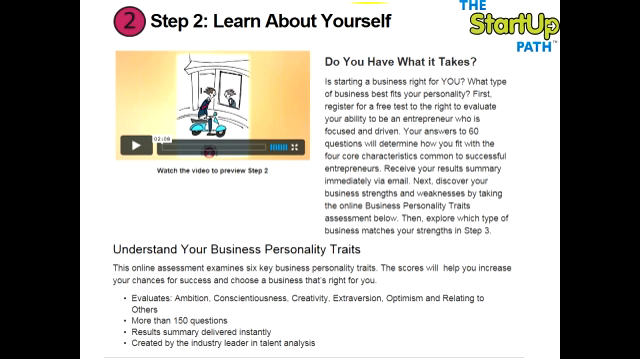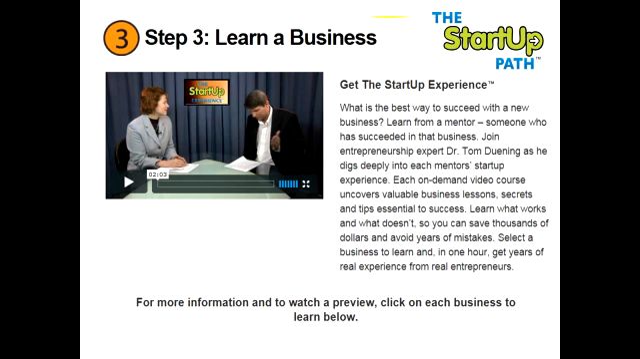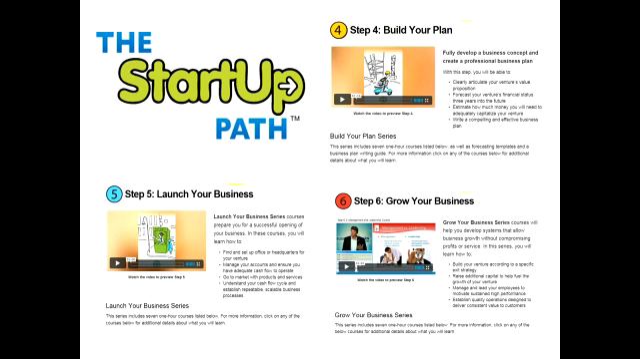Step 2 provides you with assessment tools to help you find the right fit between who you are and the wide variety of businesses that exist. Finding the right fit between your personality and the type of business you start is crucial to your success. Step 3 enables you to learn a business from a mentor, someone who has actually done it. We currently have 27 mentors in a wide range of industries, all online, who share their advice and reveal their secrets to success. Steps 4 through 6 contain 21 online lessons that cover everything you need to know about starting, growing, and running your business.